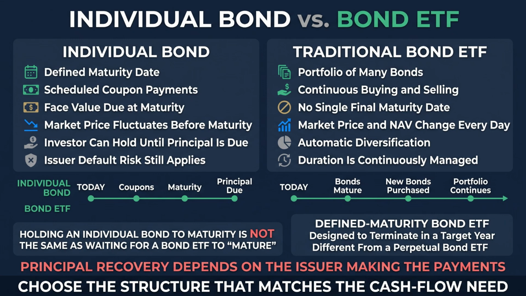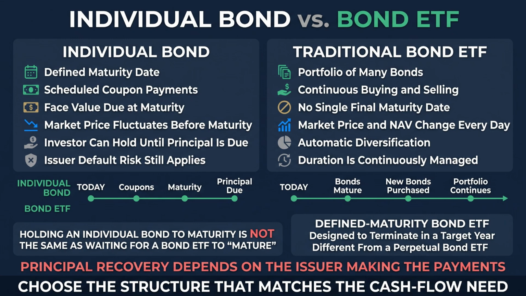That does not make bond ETFs inferior. They can provide diversification, daily liquidity, professional portfolio management, and easy rebalancing. Individual bonds provide greater certainty around specific cash flows, but they may require more capital and research to achieve diversification. Defined maturity bond ETFs create a third structure. They hold bonds expected to mature near a target year and are designed to terminate, making them more similar to a diversified ladder segment. The appropriate structure depends on the cash flow need.